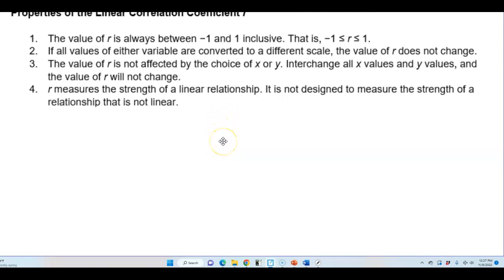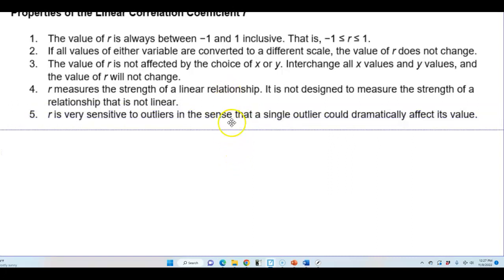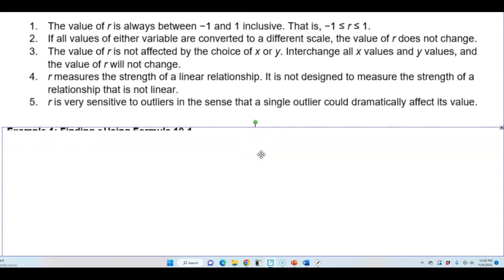Number 4, r measures the strength of a linear relationship. It is not designed to measure the strength of a relationship that is not linear. Number 5, r is very sensitive to outliers in the sense that a single outlier could dramatically affect its value.